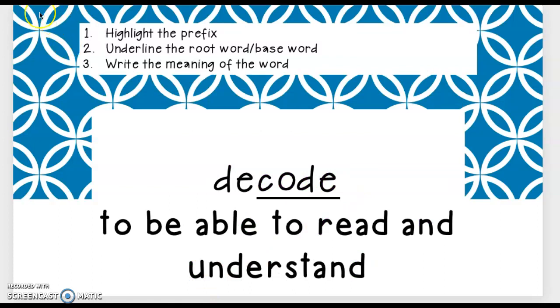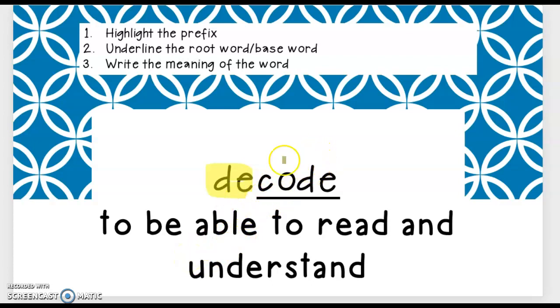Now this is the time where you will need your highlighter. So make sure you have your writing utensil and your highlighter. Okay, so for this part of our prefix learning, you're going to highlight the prefix, you're going to underline the root word or the base word, and you're going to write the meaning of the word. So you will write the word decode, then you're going to highlight D, because D is our prefix, and then you're going to underline code, because code is the base word. Decode, to be able to read and understand.